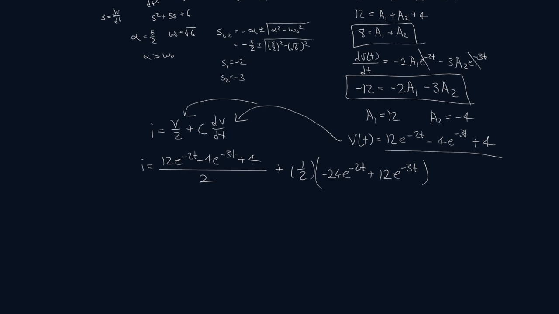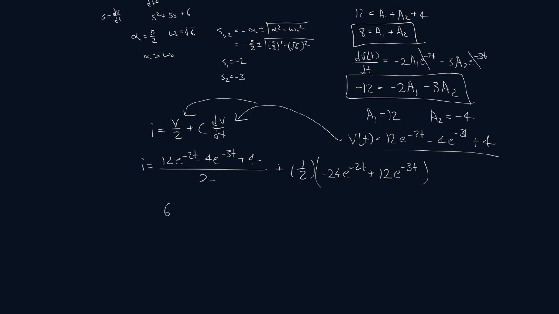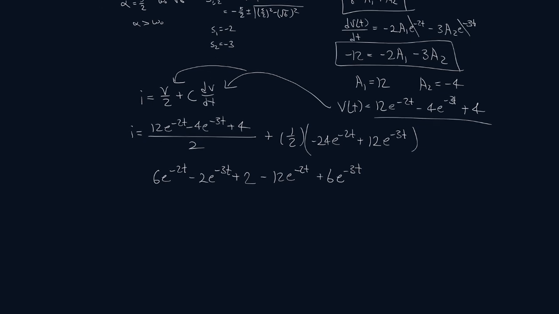And at the end, so this will be 6e^(-2t) minus 2e^(-3t) plus 2, minus 12e^(-2t) plus 6e^(-3t). And then adding everything up at the end, we should get the following: 2 minus 6e^(-2t) plus 4e^(-3t) amps, and this is for I of t.